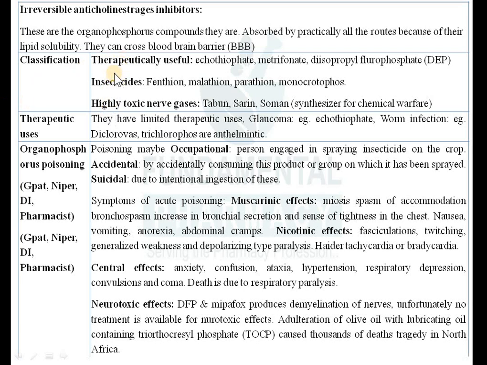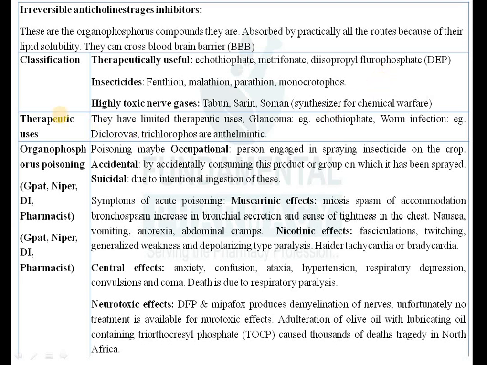Therapeutically useful organophosphorus compounds are those that can be potentially useful in therapeutics. For example, ecothiopate, metriphonate and dipropyl fluorophosphate, DFP. These are used therapeutically in glaucoma. They are not used internally, because if you use them internally you will die. So they are used externally for the treatment of glaucoma.